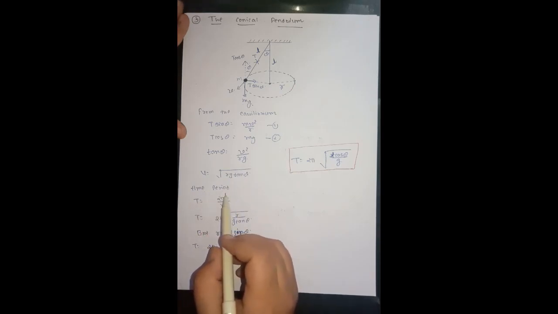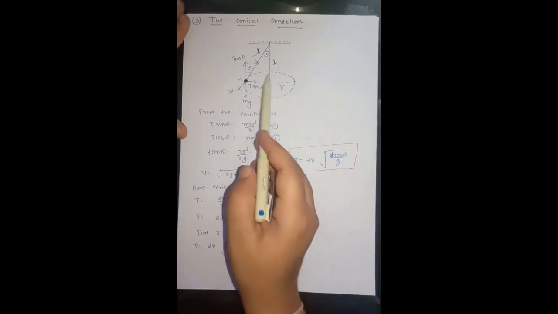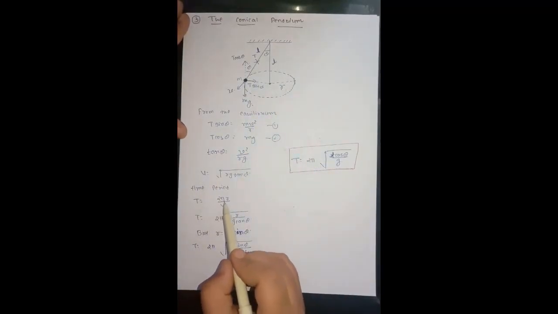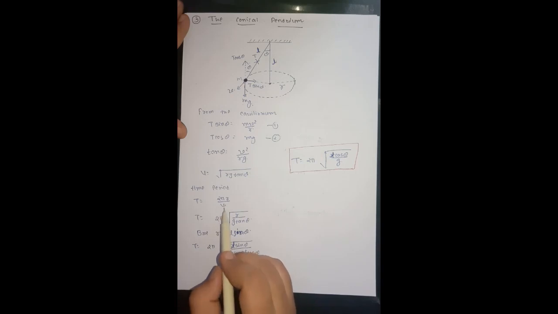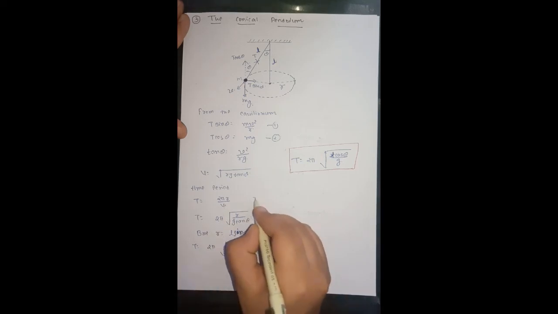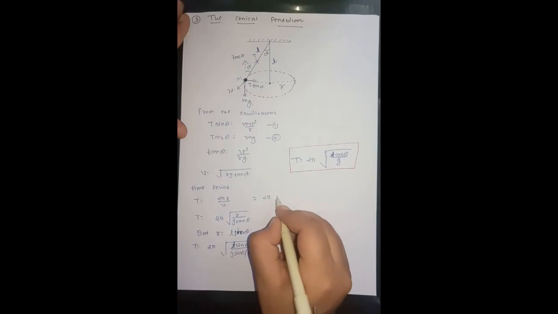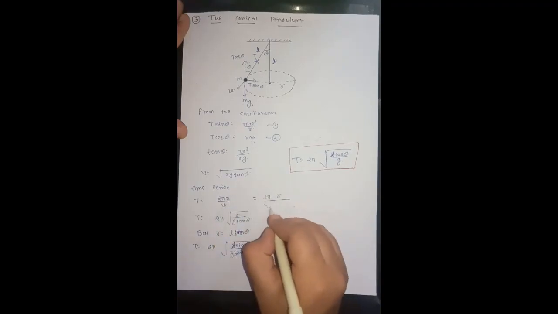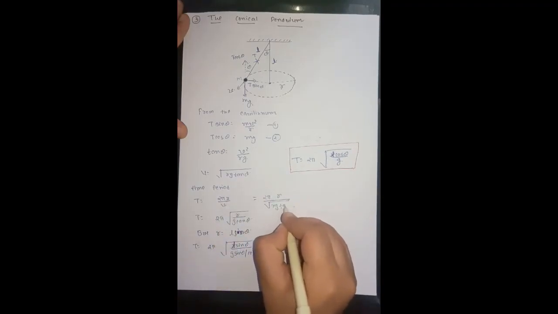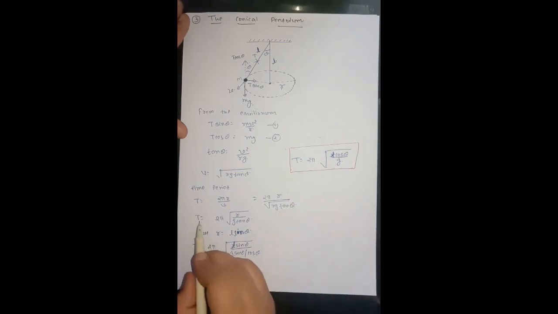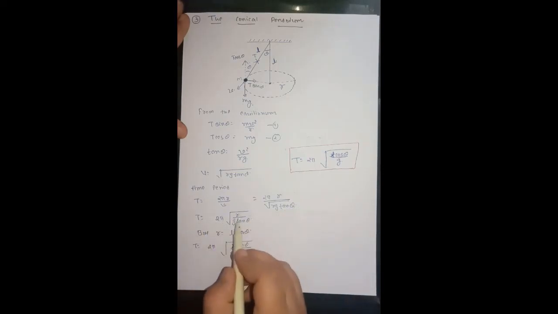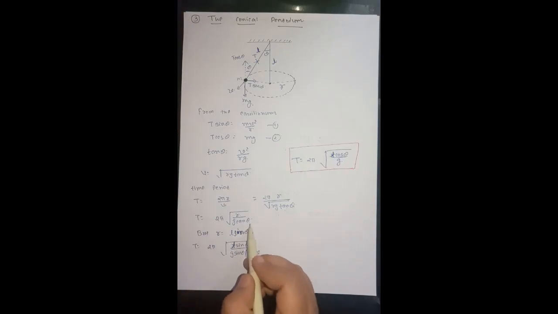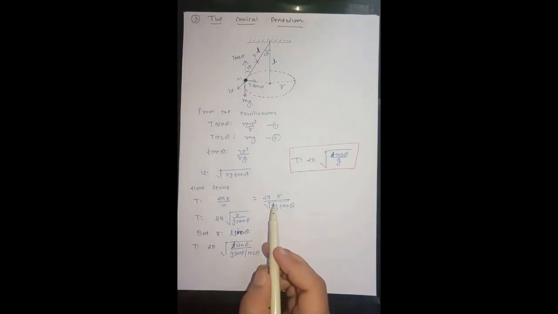Now we want to find the time period. As it is moving with constant speed, the time period is given by total distance upon speed, that is equal to 2 pi r upon v. So we can write 2 pi r upon v, where v is under root r g tan theta. So the time period will be 2 pi under root r upon g tan theta. This root r and root r will get cancelled out.